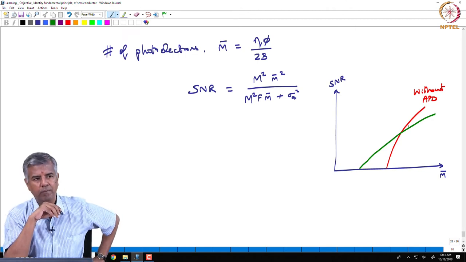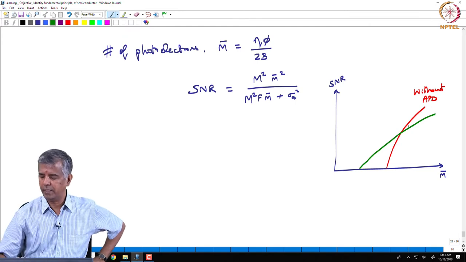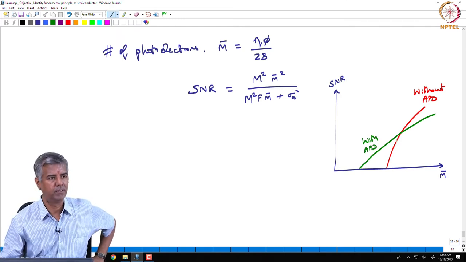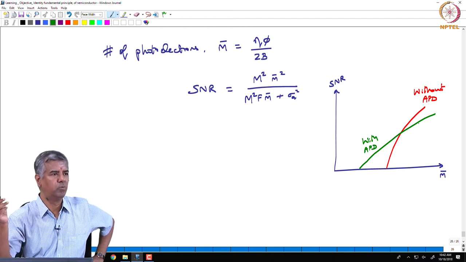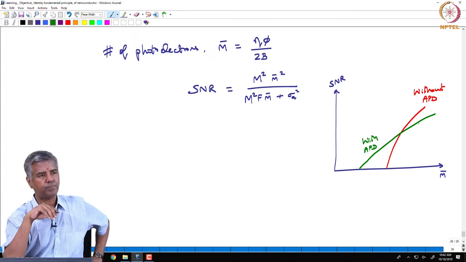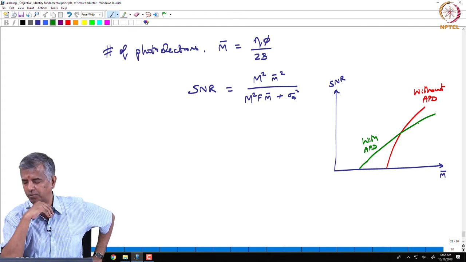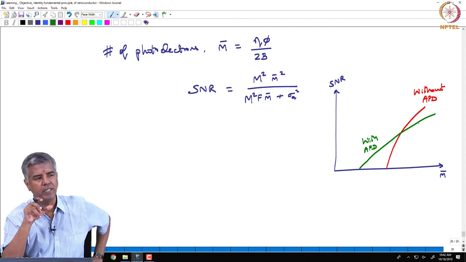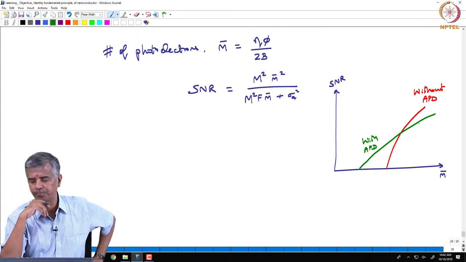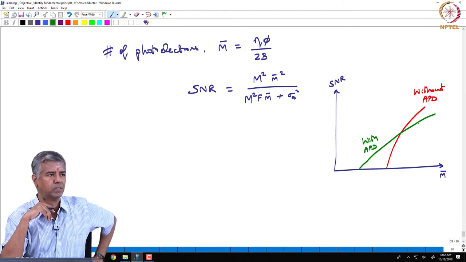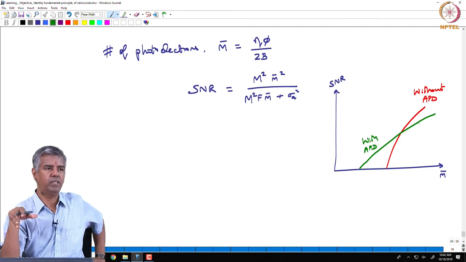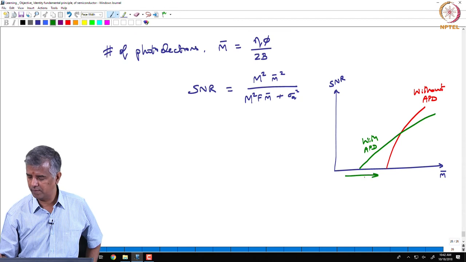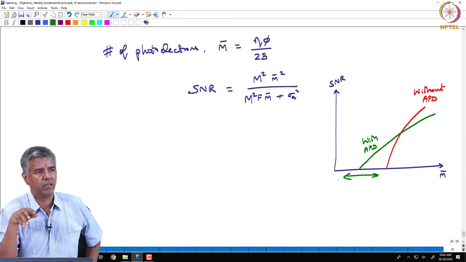So, when you have a low number of photoelectrons, it helps to use an APD, but beyond a certain point, the APD is going to actually give more noise. If you have a large number of photoelectrons falling on your APD, that shot noise component is going to dominate, and when that shot noise component dominates, then you essentially have a lower signal to noise ratio. Okay, so this sort of a picture determines when you use the APD. Use the APD typically in these regions where you have very few photoelectrons falling on the photodiode.